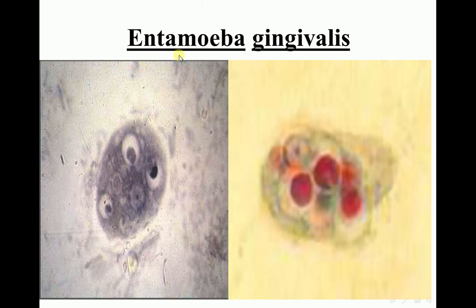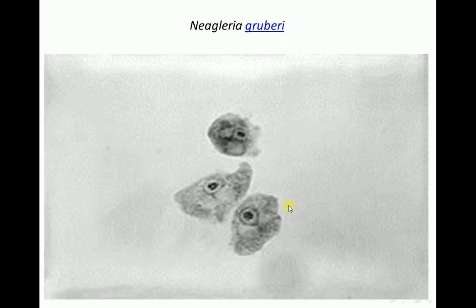Another example of a non-pathogenic amoeba is the parasite Entamoeba gingivalis. As we said before, it is an opportunistic parasite. This parasite, till now, consists of a trophozoite stage only, without a cyst stage. We can see here the nucleus with a central karyosome and food vacuoles containing leukocytes. An example of a free-living amoeba is Naegleria fowleri. We can see here the pseudopodia and a large nucleus with a large dark karyosome.